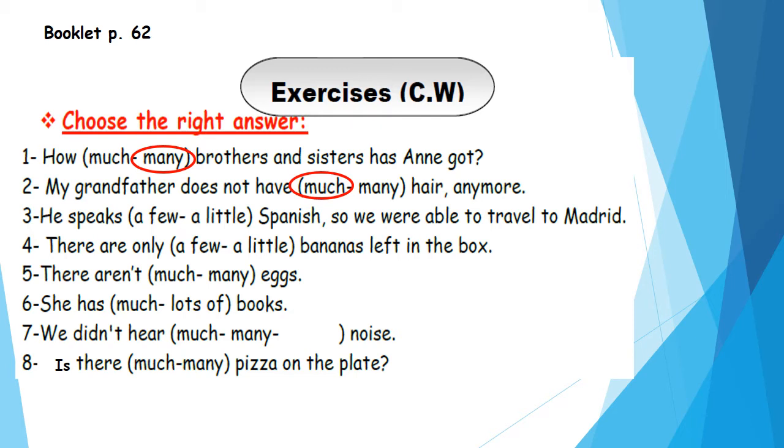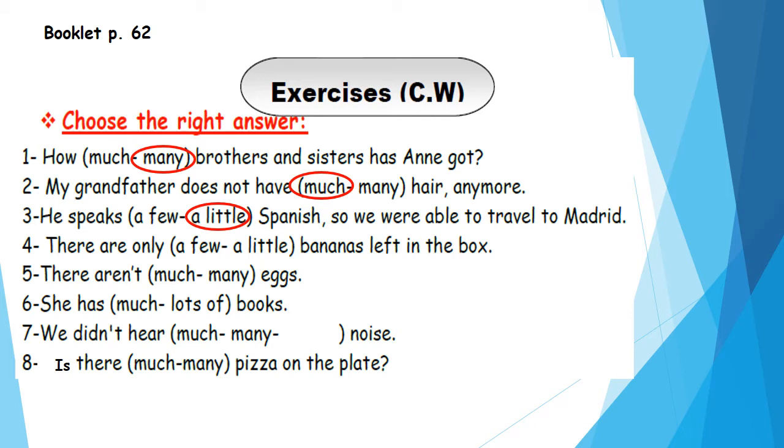He speaks a little Spanish, so we were able to travel to Madrid. Yes, we use a few with countable nouns and a little with uncountable nouns. Can we count Spanish? No, it is uncountable, so we'll use what? Super, a little.